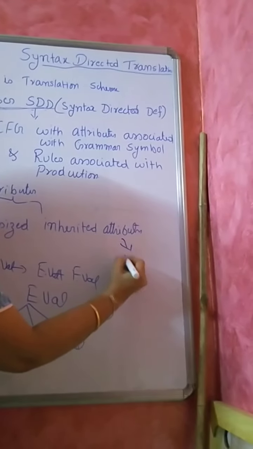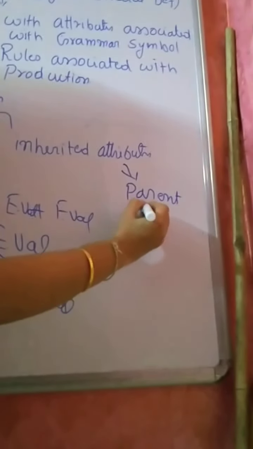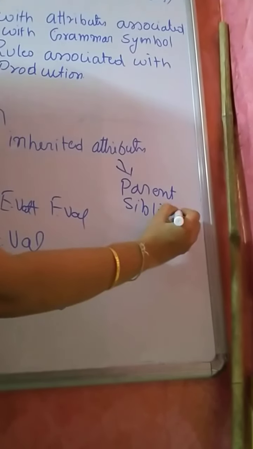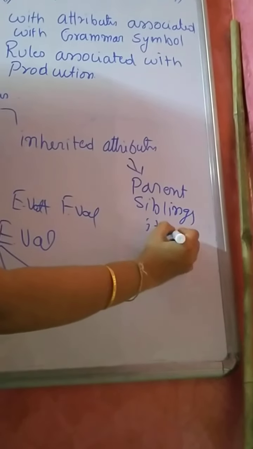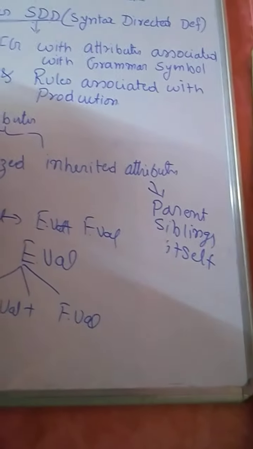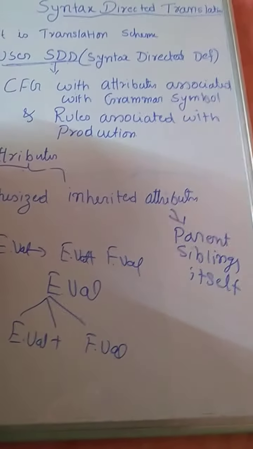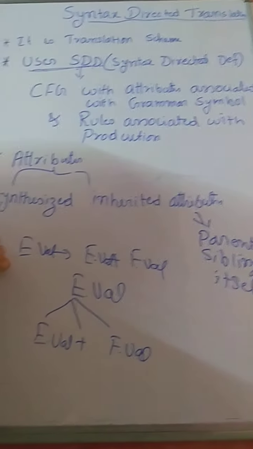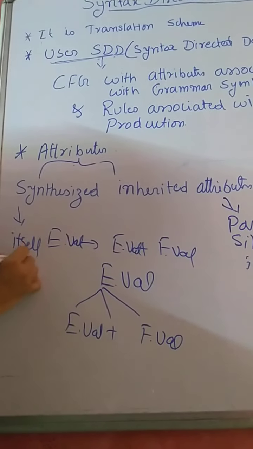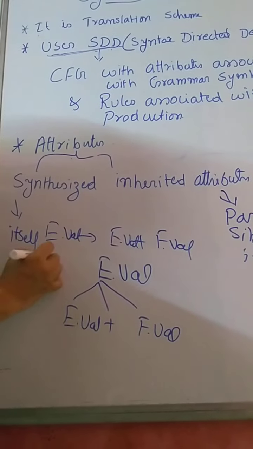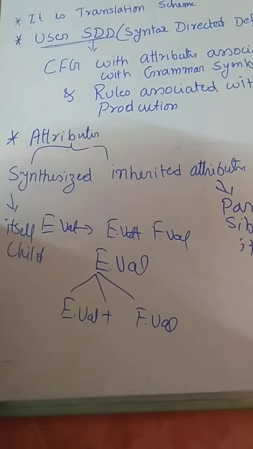By the value of their parent node, or by the value of their siblings, or by itself. How is the value of a synthesized attribute determined? By itself or by the value of its child nodes. That is called a synthesized attribute. So what are inherited attributes?